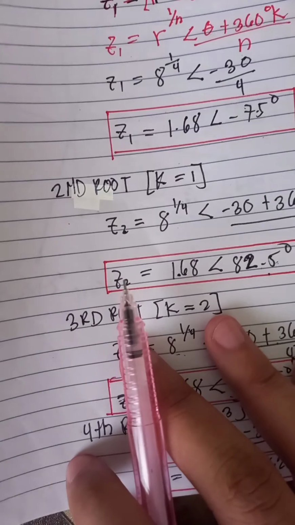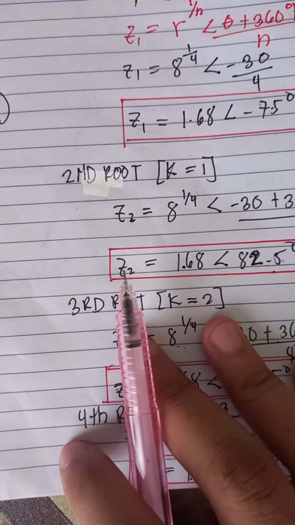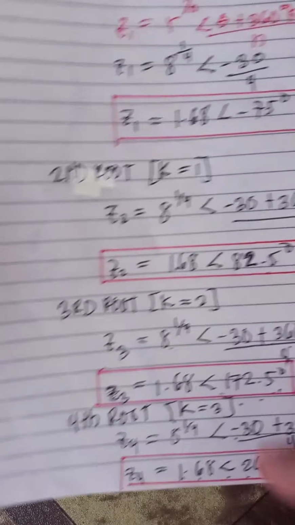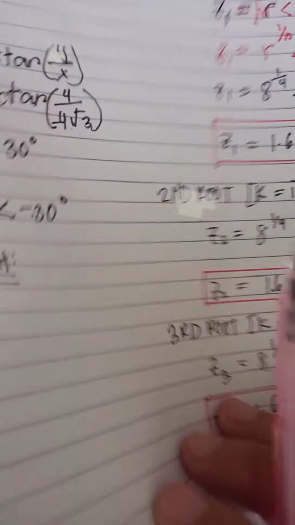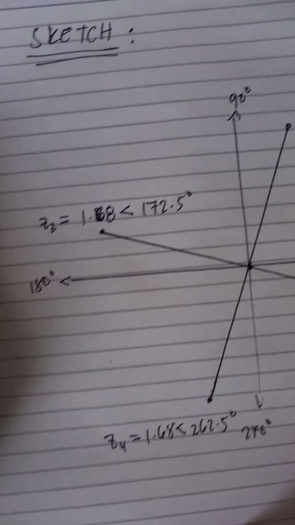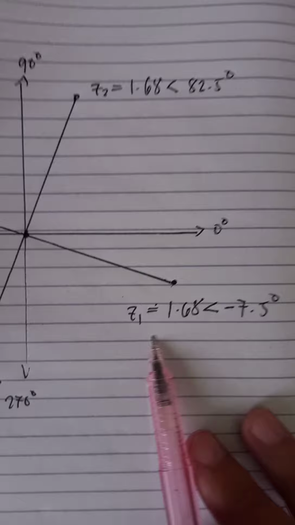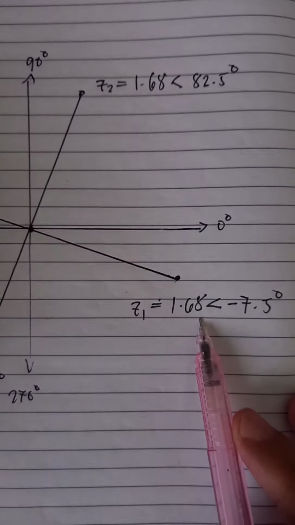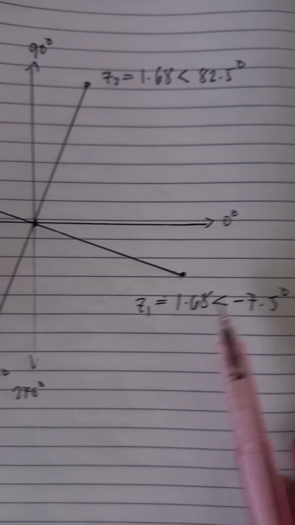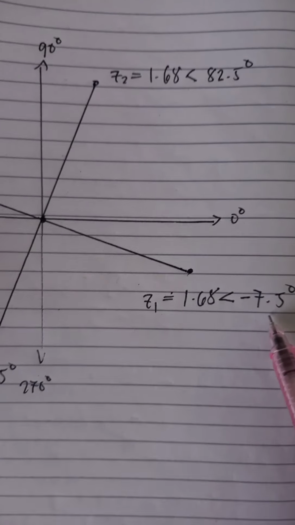So we have to plot this in your Argand diagram. I prepared it already here, the sketch. So we have Z1. The value of Z1 is equal to 1.68, angle of -7.5. So the -7.5 is here to here, so it is negative 7.5.